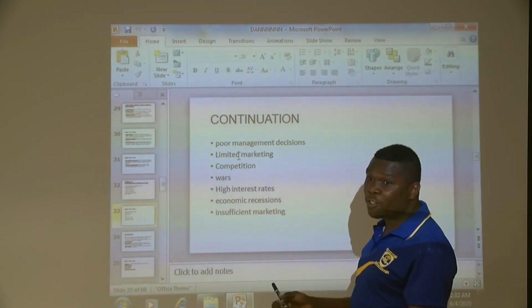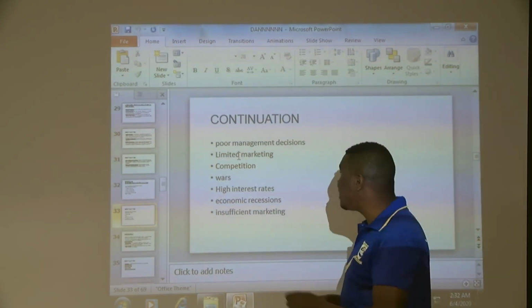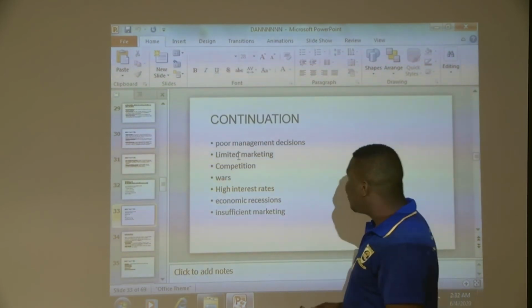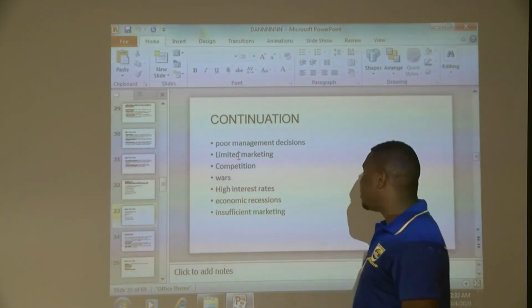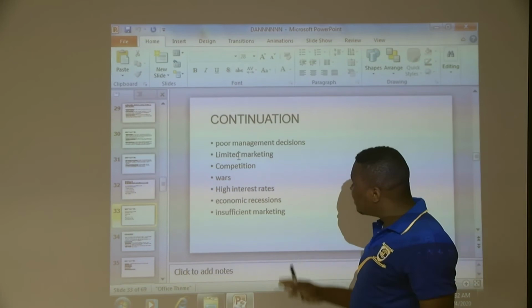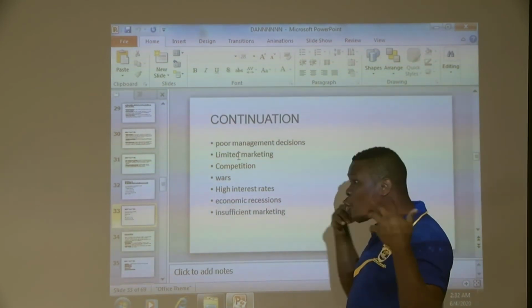Then we have limited marketing. When you don't extensively market your products, you will not have many customers, and it is these customers that keep you in business. Then we have what we call competition.